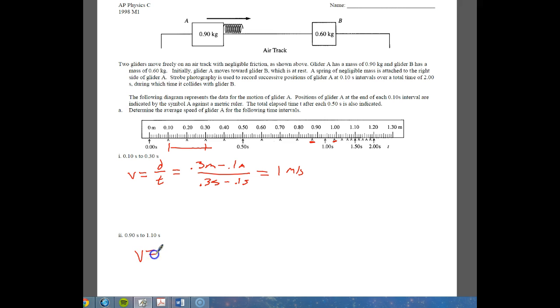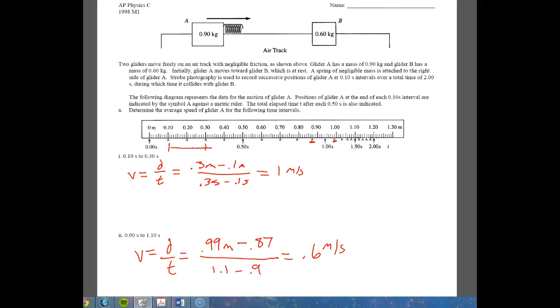So we've got, once again, V is equal to D over T. Our final distance looks like it is 0.99 meters, minus our original distance, which looks like it's about 0.87 meters. And they already told us the time here was 0.9 to 1.1. So when you do this, you end up with 0.6 meters per second. So already we can see that this thing is slowing down as it compresses that spring.